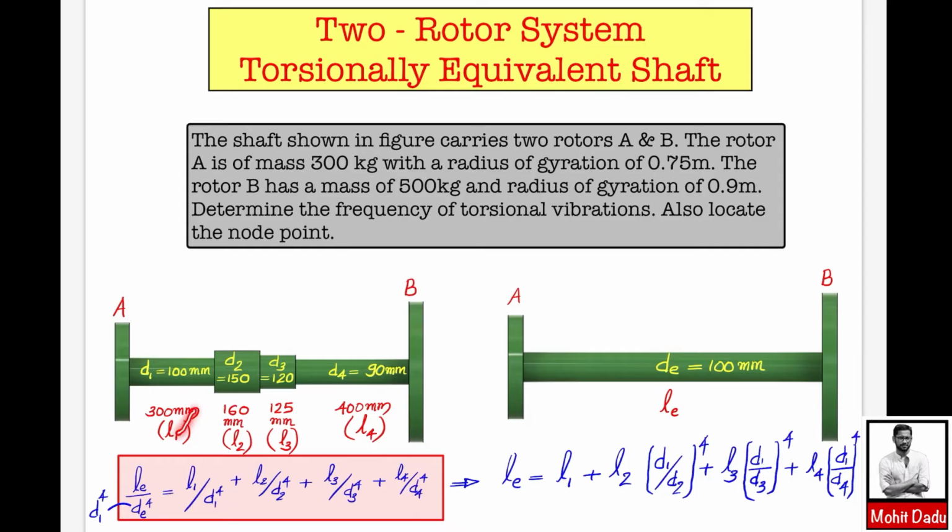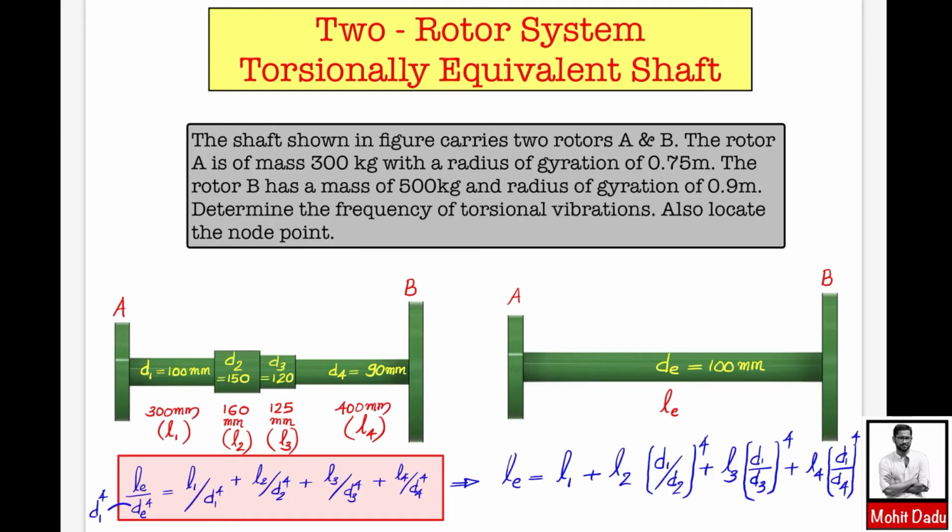That means it has different diameters and different lengths. For example, a length of 300 mm where the diameter is 100 mm, and the next 160 mm with diameter 150 mm. Similarly, four steps are there. In the first step you will be converting this stepped shaft into a torsionally equivalent shaft having a uniform diameter throughout its entire length, and that equivalent diameter is known as DE and the equivalent length is LE.